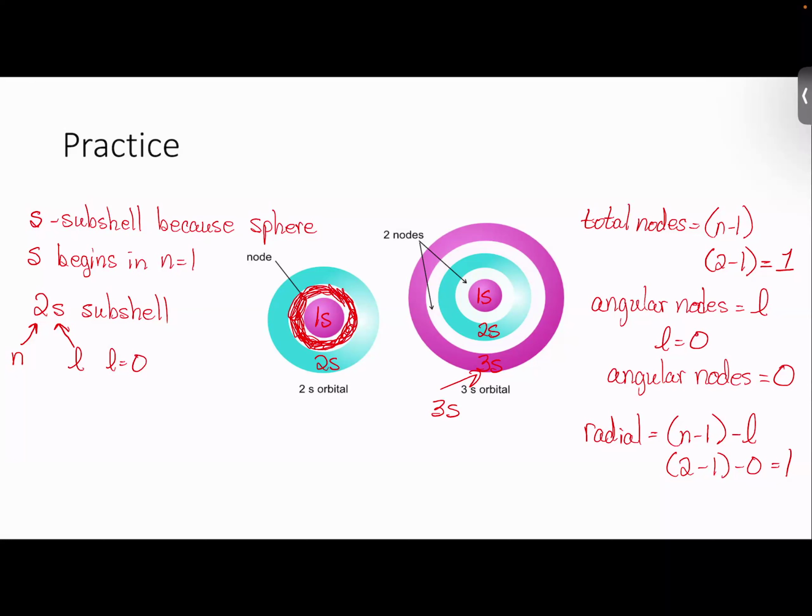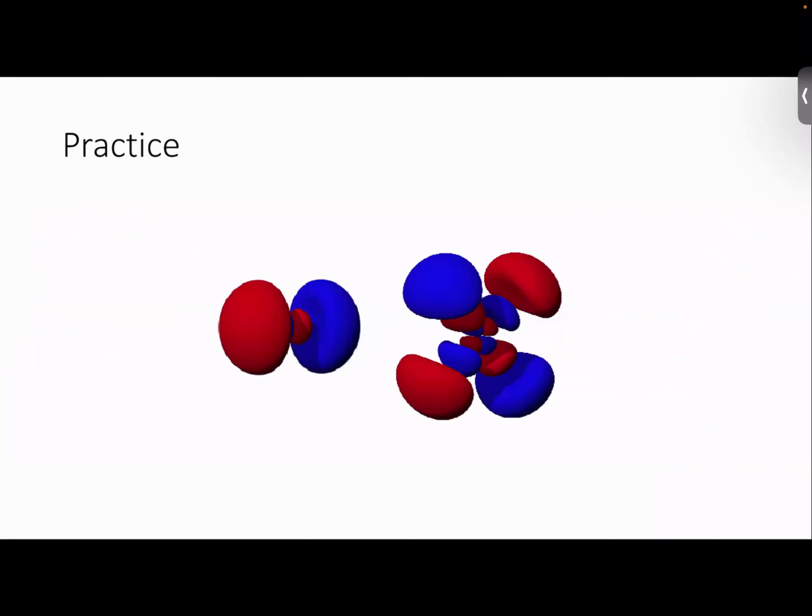Let's look at another example. Let's first look at this one over here. First of all, what is it? Is it an S? Is it a P? Is it a D? Is it an F? It's a P subshell because it is dumbbell-shaped.